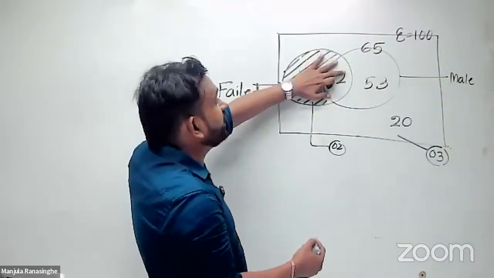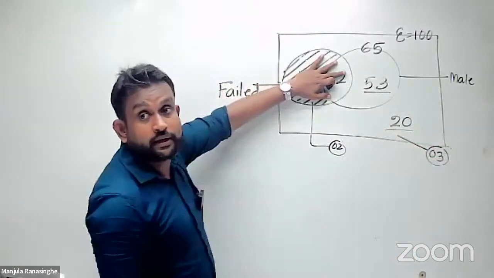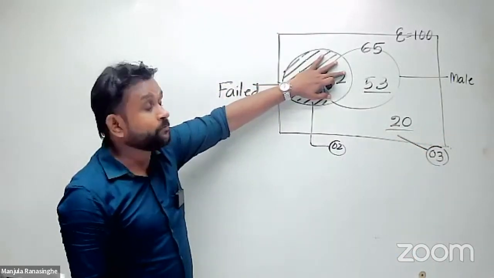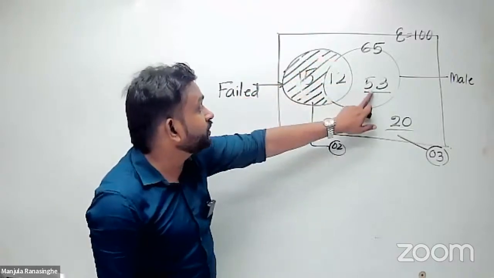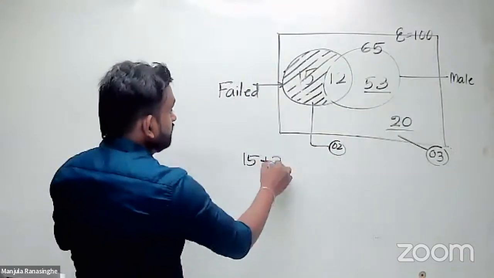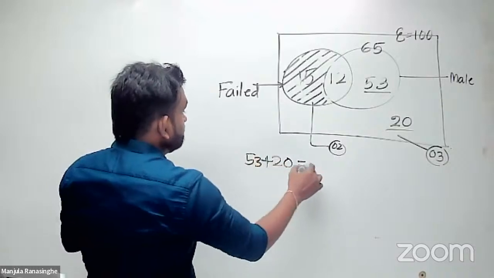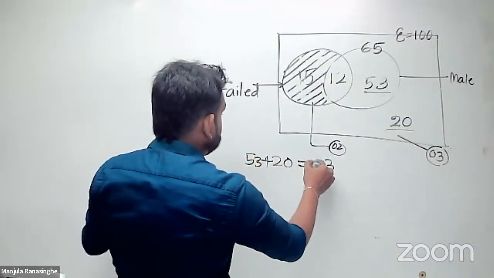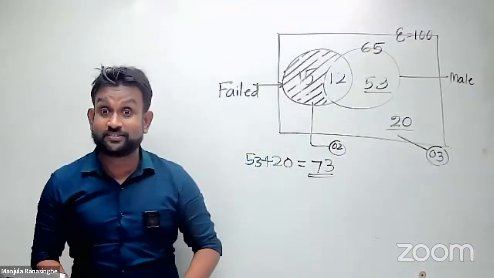Except failed. This is the failed set. Except failed, we can see that these are the 2 elements. Complement of failed, right? So how many in total? 53 plus 20. That is 3 plus 0 is 3, 5 plus 2 is 7. So 73. Complement of failed test is the pass.